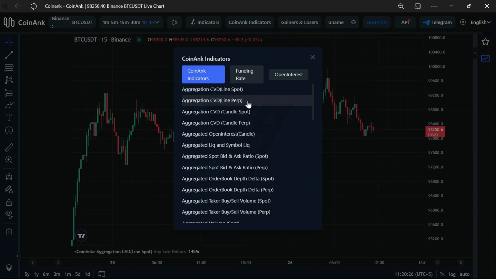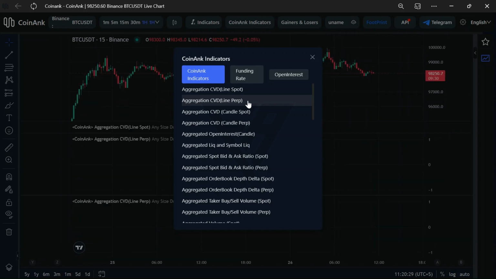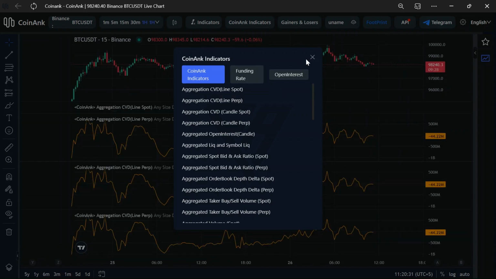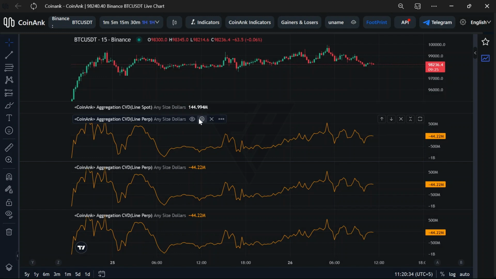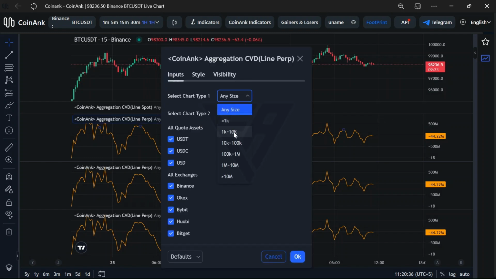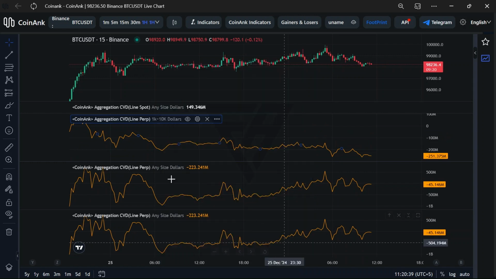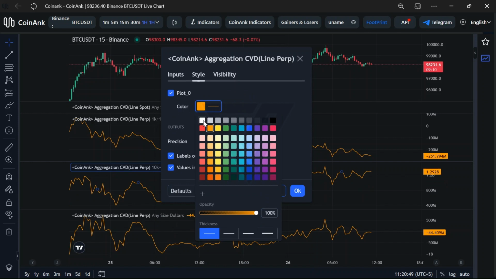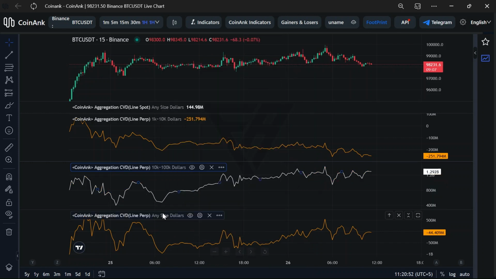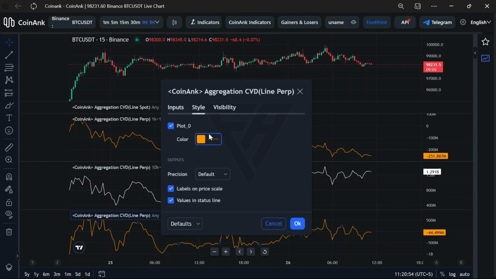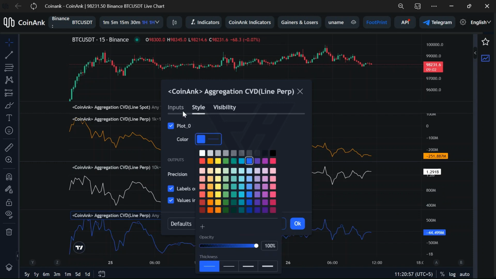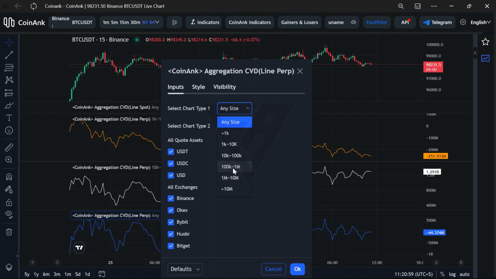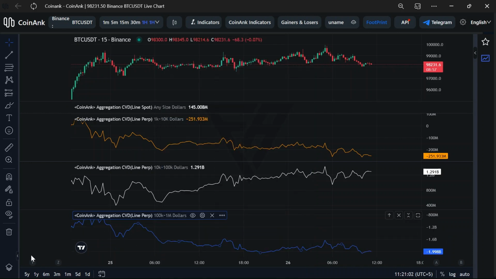Next I will explain perpetual market CVD. The overall idea is the same. These show sentiment in the futures market. A rising CVD shows more market buys, while a falling CVD is a sign of selling. Here we will again filter CVD by order size and color code for a better view. You can also filter by exchange. After that we will merge all these futures CVDs together to view sentiment across different trader sizes, from small to large.